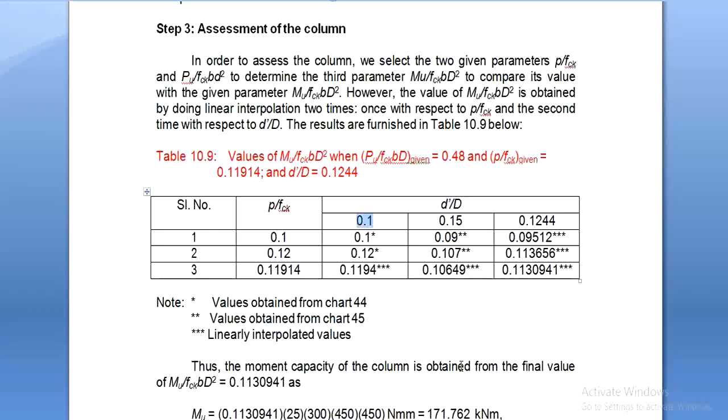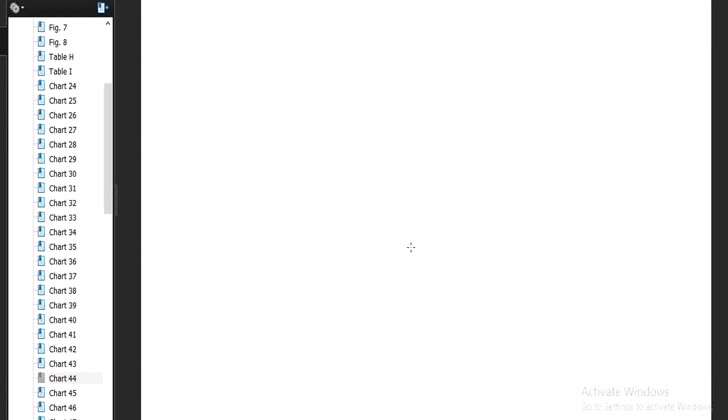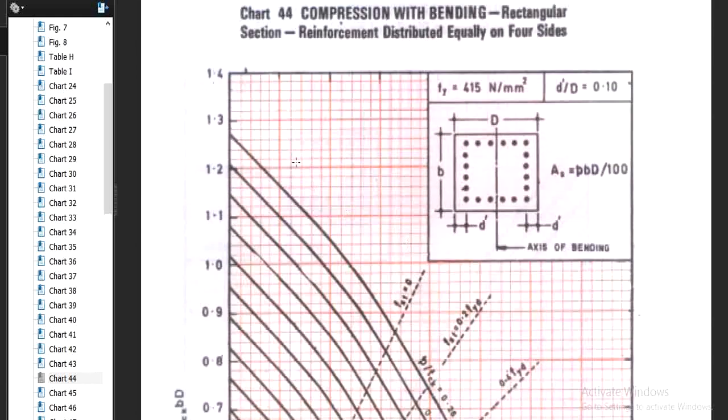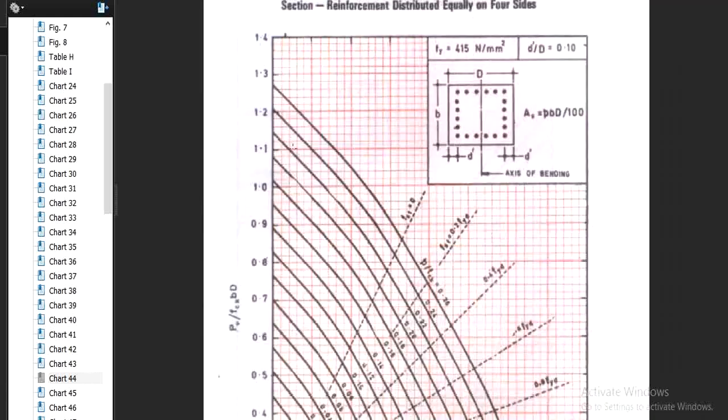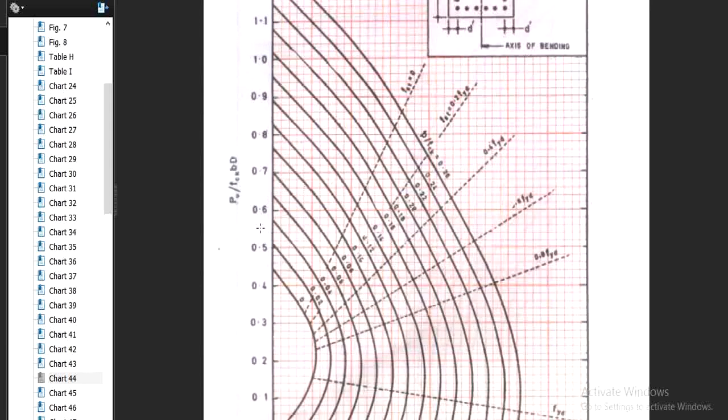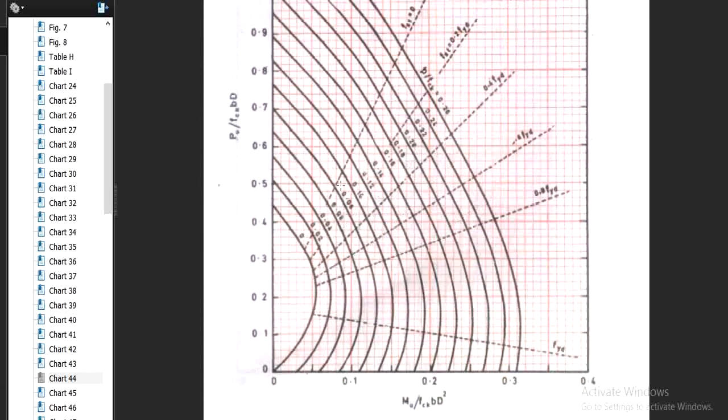So for the 0.1 chart I am going to see chart number 44. Chart number 44 you can observe here. So I will just zoom out. So 0.48 is somewhere here. So this 0.48 will go like this and reach the 0.1 curve. So I will just go on again. It will go like this, reach this curve, and come down like this to this particular value, and we are going to obtain it as 0.1.